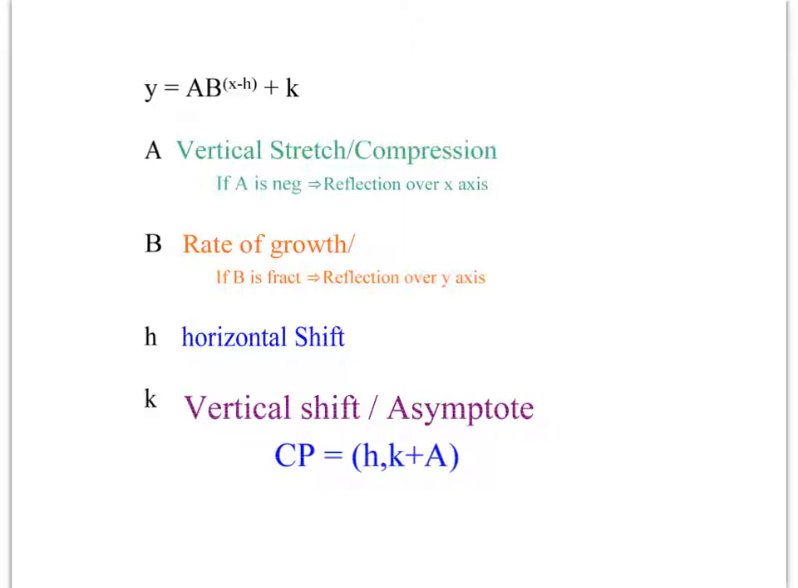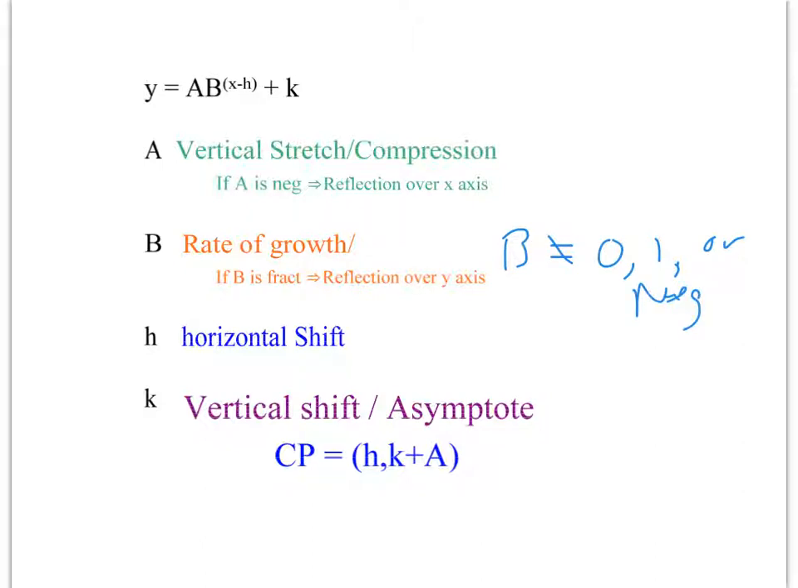The b here is not the b that is the horizontal squish, but the b right here is the base of our exponent. It is our rate of growth. The bigger the b is, our graph will get bigger faster. However, as we just said, if b is a fraction, our graph is reflected over the y-axis. Please remember that b, and I'll write this down again for you, b cannot equal 0, 1, or a negative.